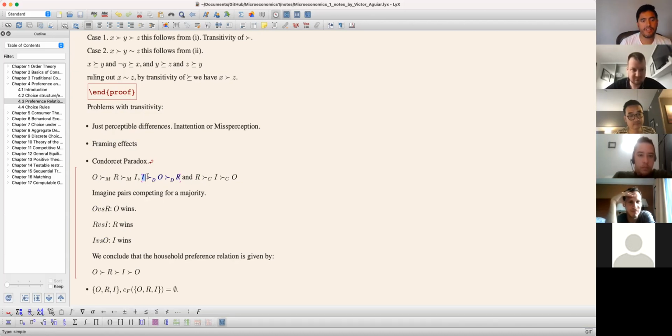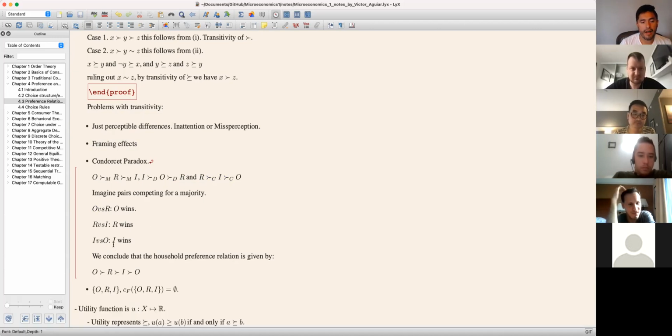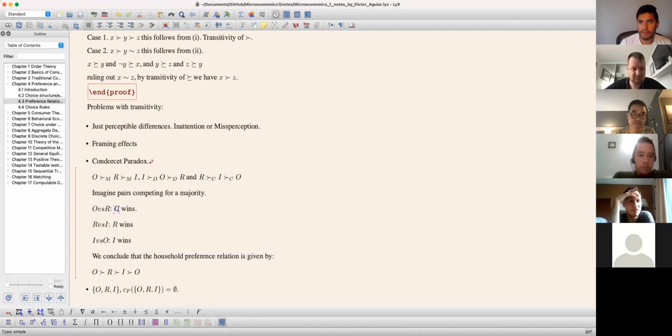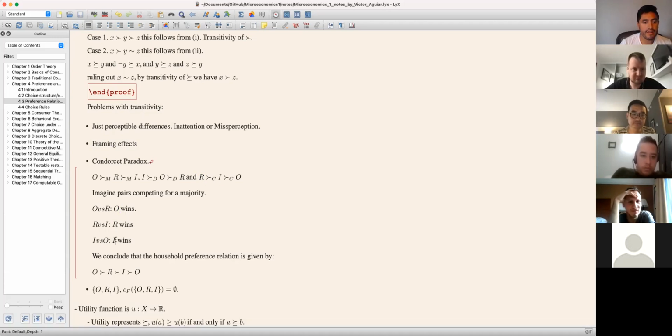I is better than O for the dad. I is better than O for the kid. I wins. But then you have a strict preference: O is better than R, R is better than I, and then I is better than O. So this is a failure of transitivity. So you fail.